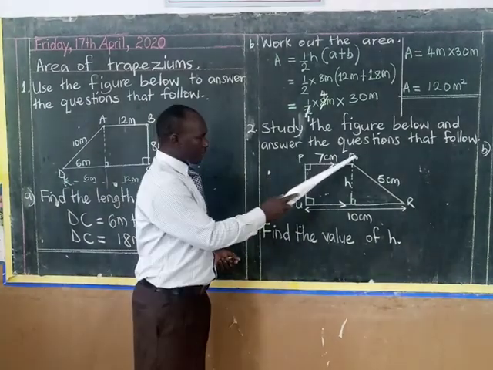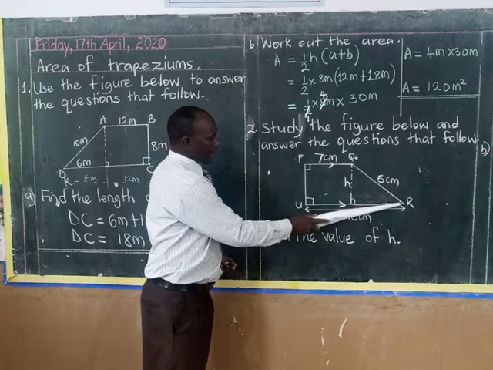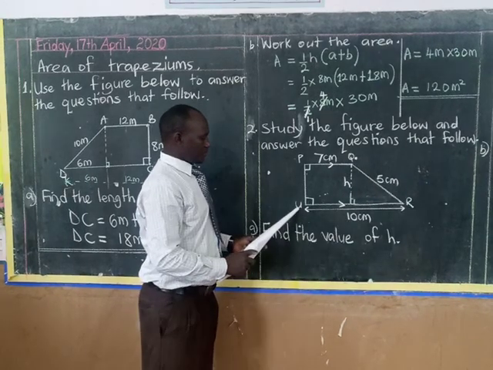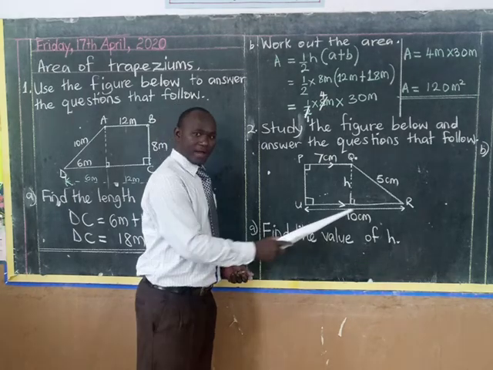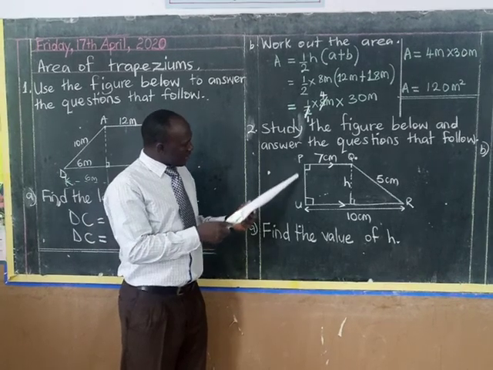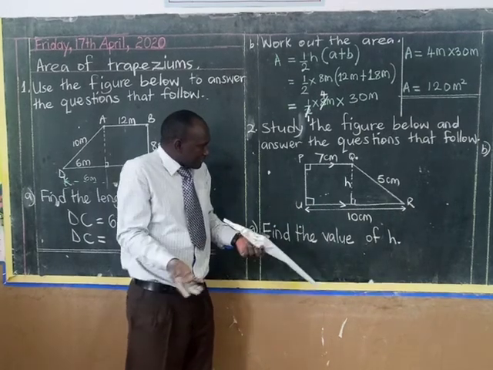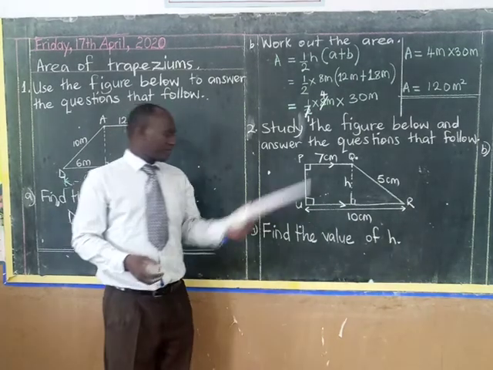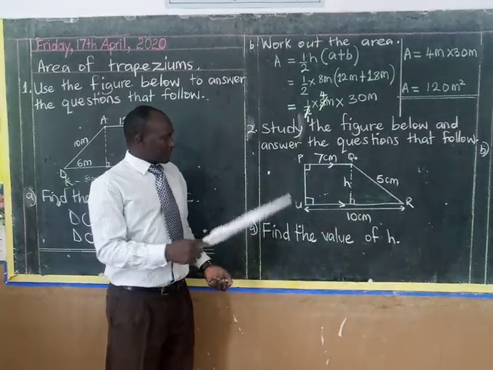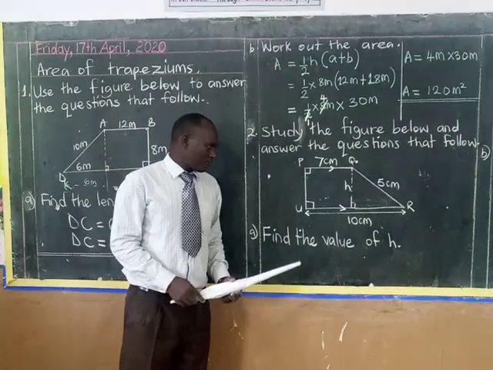We have PQ. From P to Q, we have 7 centimeters. From Q to R, we have 5 centimeters. From R to U, we have 10 centimeters. Then from U to P, we have nothing. We also have this Q using this dotted point and this H. Let's find out what takes place there with H. So that's our figure. And the first question is, find the value of H.